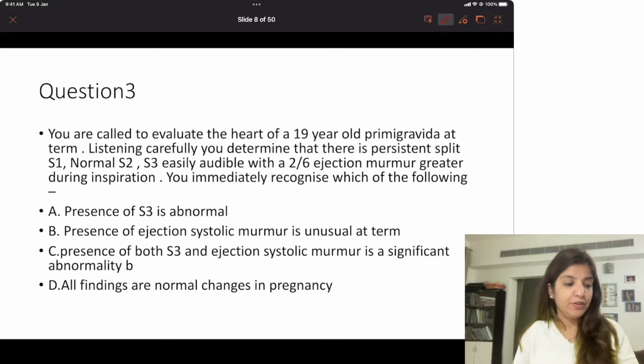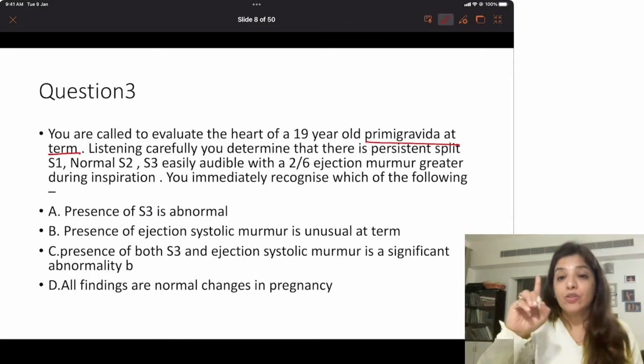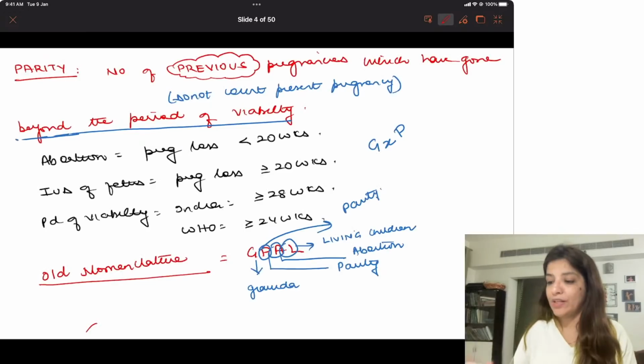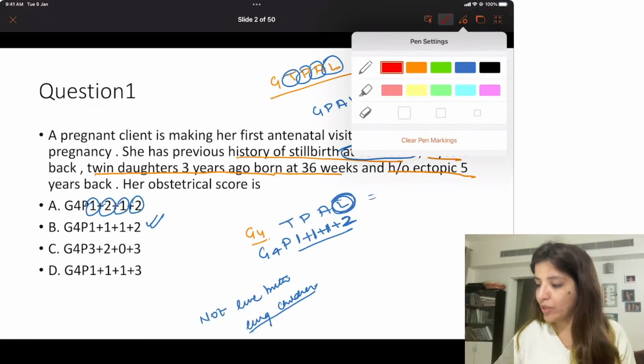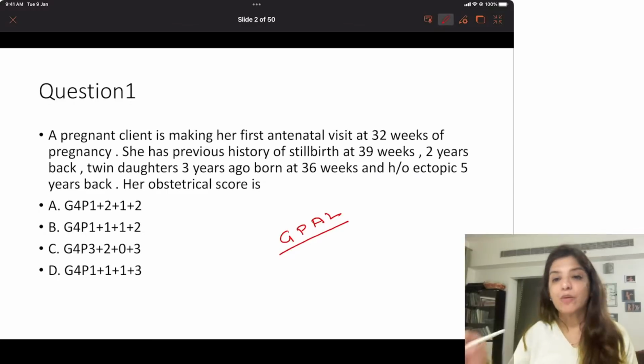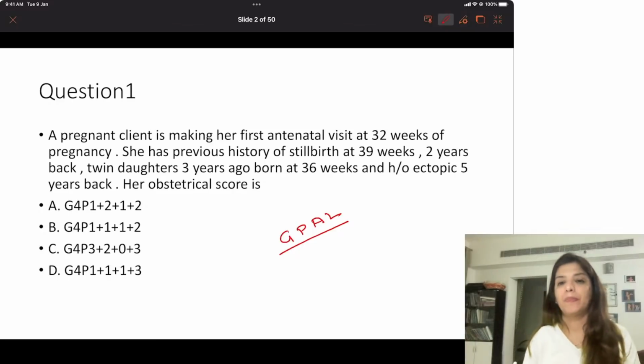Coming to question number 3. You are called to evaluate the heart of a 19-year-old primigravida at term. Now, just one thing. In the gravida and parity question, I want all of you to understand one thing. Suppose this question was on the GPAL system. It is not GTPAL. I am asking you GPAL. So please tell me her obstetrical score in GPAL. What would this lady's obstetrical score be in GPAL?